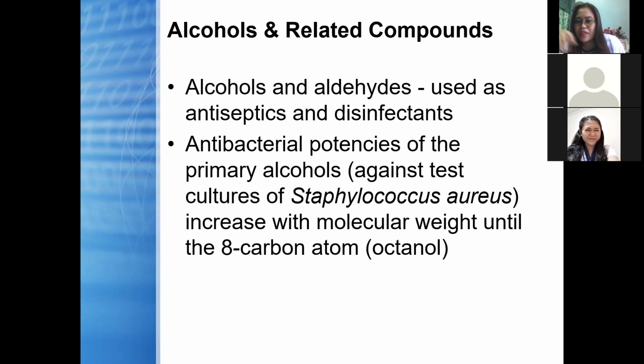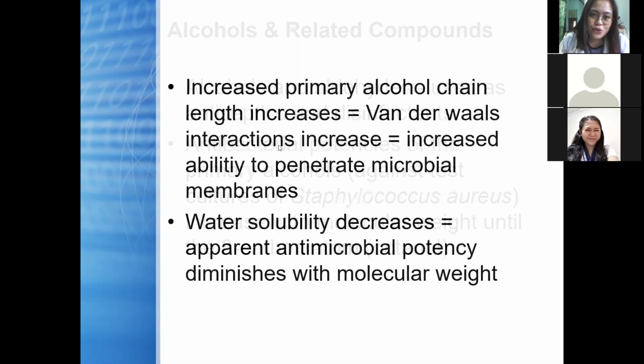So as you go up with the molecular weight or the number of carbons, the activity, the antibacterial property of primary alcohols, also increases. However, it only goes up to carbon number 8. So the alcohols with antibacterial property range from methanol up to octanol. Alcohols with more than 8 carbons actually no longer have antibacterial ability. So, this one is a board exam question.